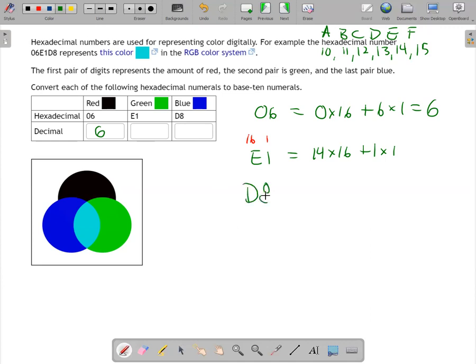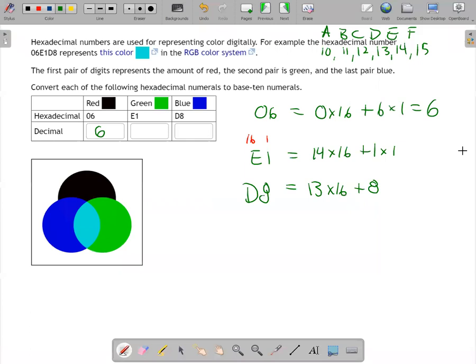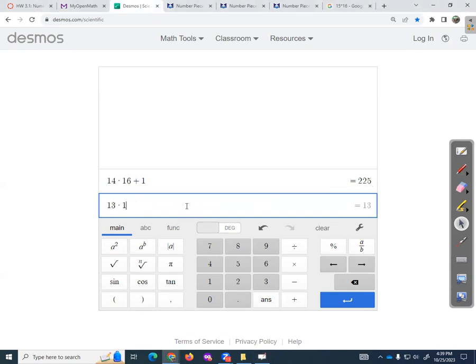So D8, D is which hexadecimal digit? It is the 13th. So this would be 13 groups of 16 and 8 groups of 1. And then you can just whip that out in your calculator to see which decimal numeral that is. On mine, I have 14 16s plus 1, so that's 225. So mine here would be 225. And my blue decimal value is 216.